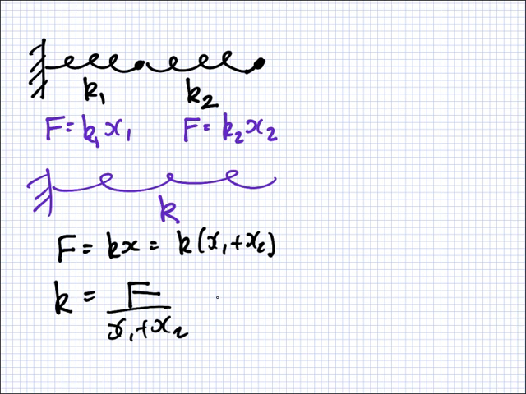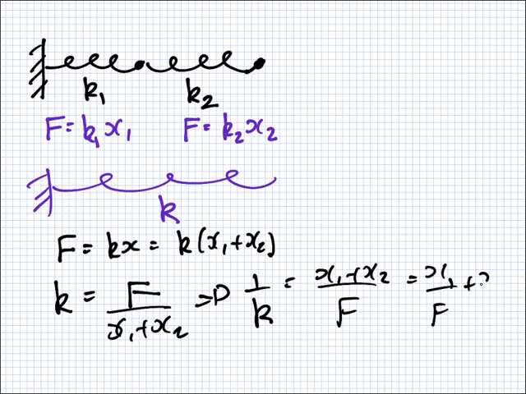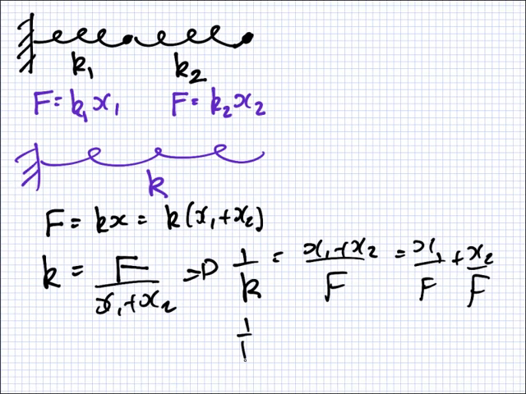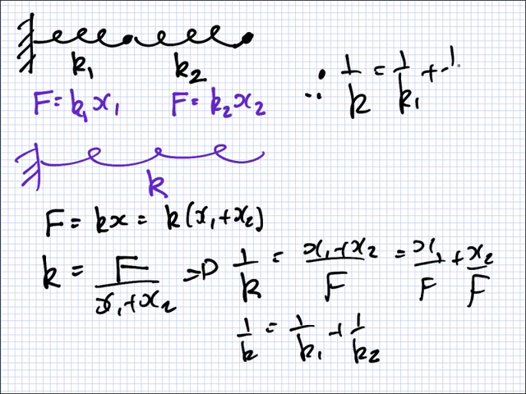I should flip both sides. So sorry. 1 over K equals x1 plus x2 over F, which equals x1 over F plus x2 over F. Is that okay? Right. What's x1 over F? 1 over K1 plus 1 over K2. Therefore, the formula is 1 over K equals 1 over K1 plus 1 over K2.